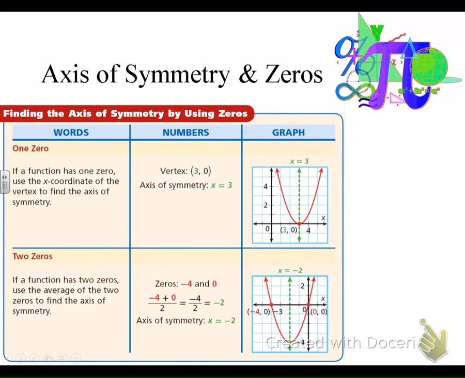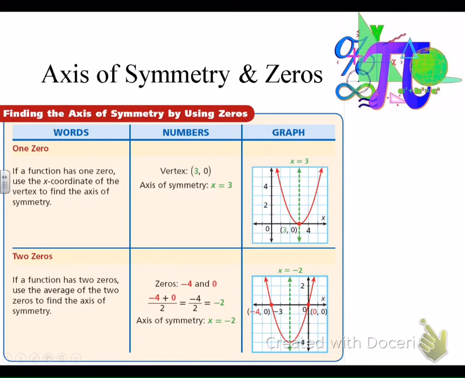If a function has two zeros, then we use the average of the two zeros to find the axis of symmetry. Looking at this, it falls between these two points. So what I want to do is write down the distance from here to here. From -4 to 0 has a distance of 4. We divide that by 2, and so we know the vertex would be down here, and the line of symmetry will fall through the vertex there, and it goes through -2.